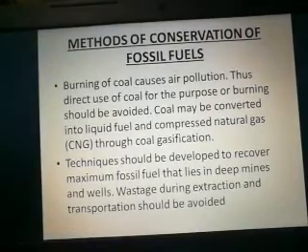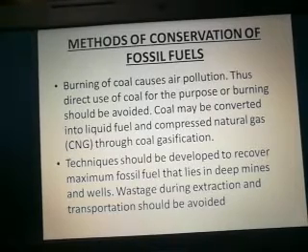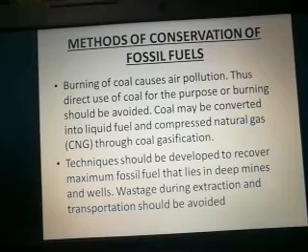So what are the different methods of conservation of these fossil fuels? Burning of coal causes air pollution, so the direct use of coal for burning should be avoided. Coal may be converted into liquid fuel or into compressed natural gas, that is CNG, through coal gasification, and then we can use it for our purposes.